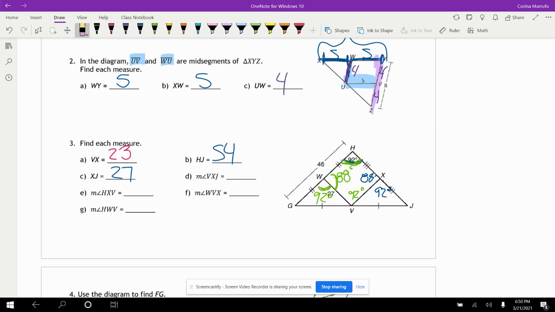At least that's all they're asking for. So let's go ahead and look at the question. It says a measure of angle VXJ. So V to X to J is talking about this angle right here, which we already identified as 92 degrees.